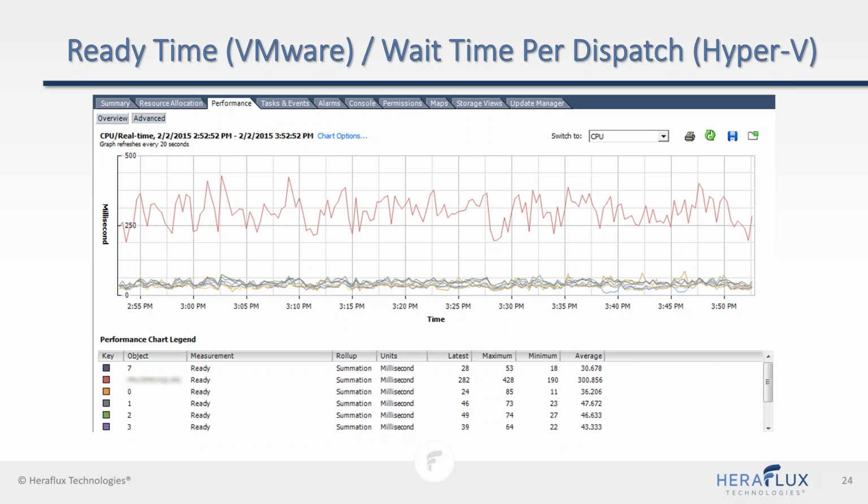Now, we don't have a good way to get this inside public cloud providers right now, but this is where regular performance monitoring will really help you detect the anomalies there.